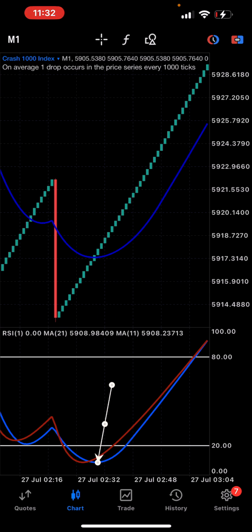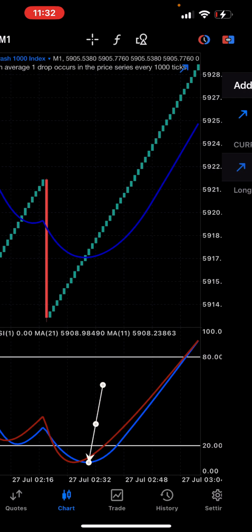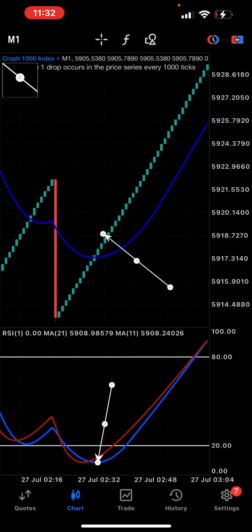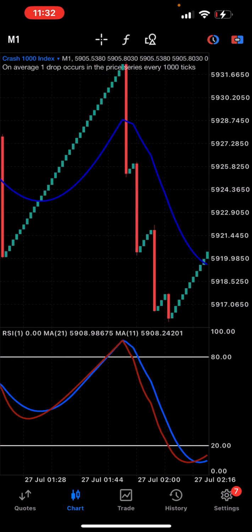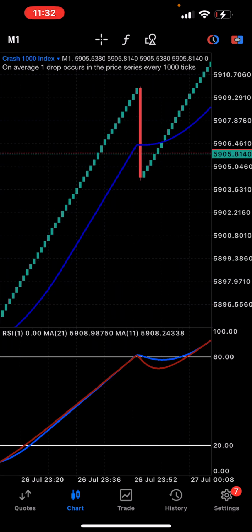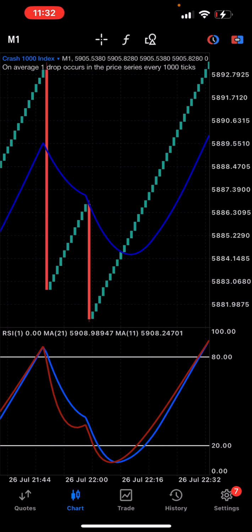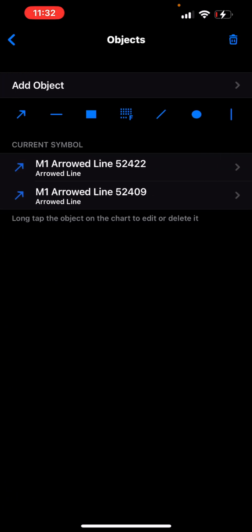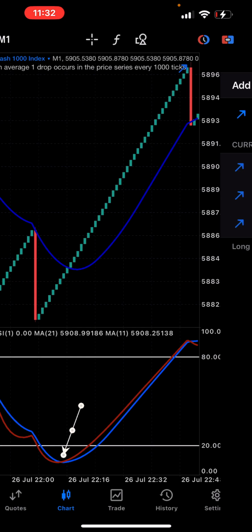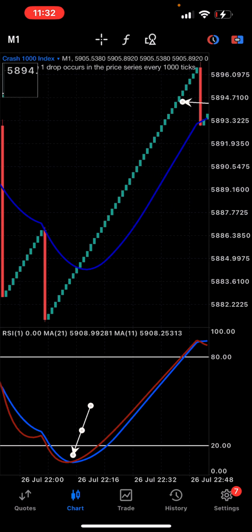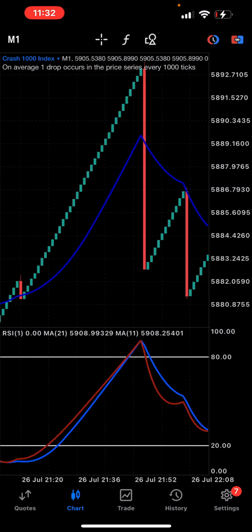So you enter upon the crossover of the moving average. When you see the crossover, you take your buys. Take 10 to 20 candles, then you should be out of the market. You don't need to be a greedy fellow. So the market dips, you take your buys upon the crossover of the moving average, take 10 to 20 candles, and you're out of the market.